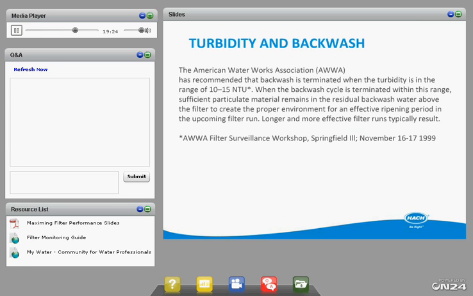The American Water Works Association, or AWWA, recommends that a backwash cycle be terminated based on a measurement range between 10 and 15 NTU. That ensures that the bulk of the particulate is removed, but there's enough particulate left to ensure a proper ripening of the filter and a quick return to service. And so this is the guideline that we've always used going forward with our measurement of our backwash cycles and determining when to terminate them.